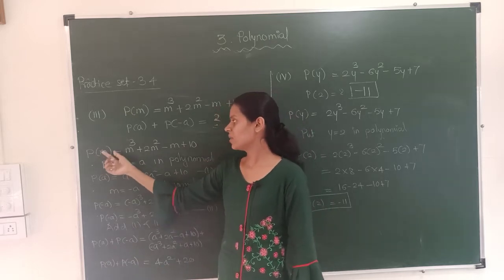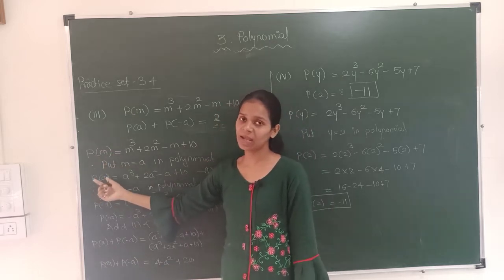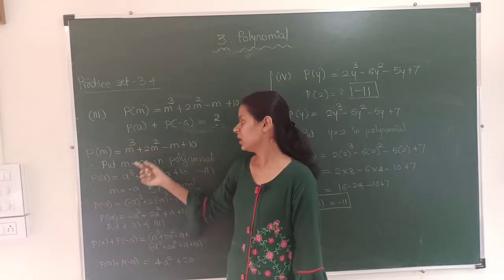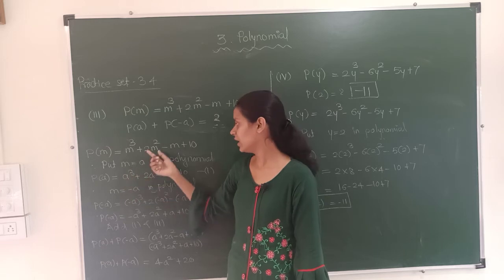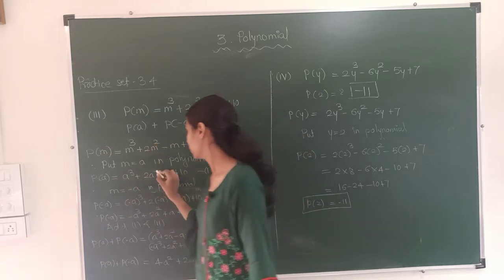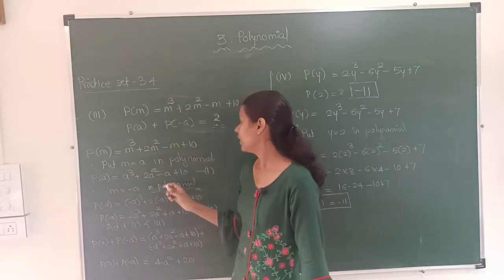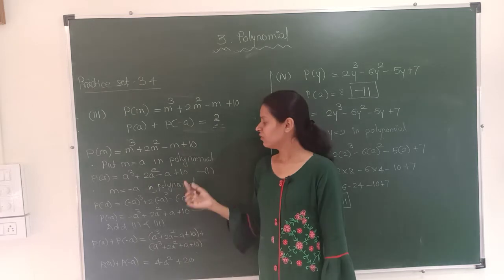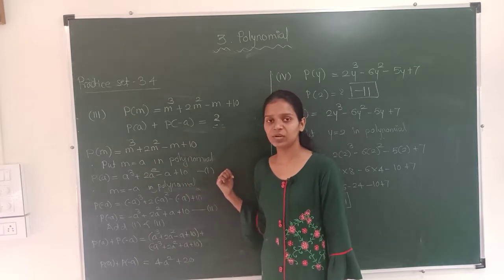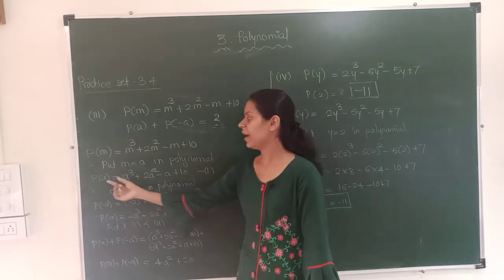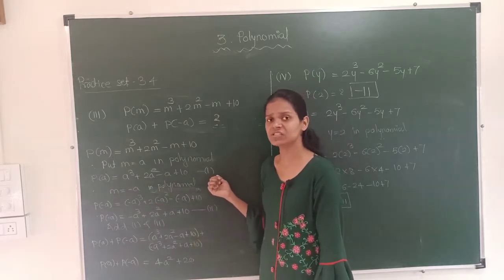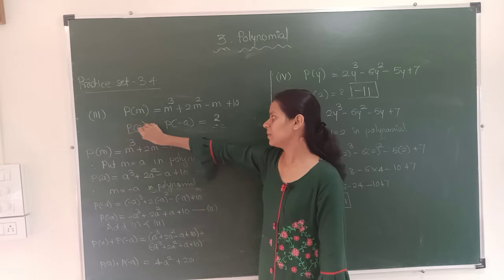So see, the polynomial is P of m. We are putting m is equal to A, so it will be P of A. Here is m power 3, here will be a power 3, 2m raised to 2, here 2a raised to 2, here minus m, minus a, and plus 10, plus 10. We will write this as equation number 1, okay? This is the P of A polynomial. We will write this as equation number 1. We got P of A.